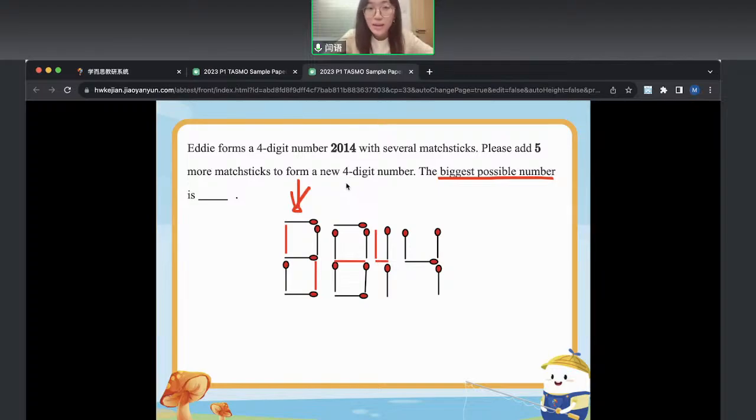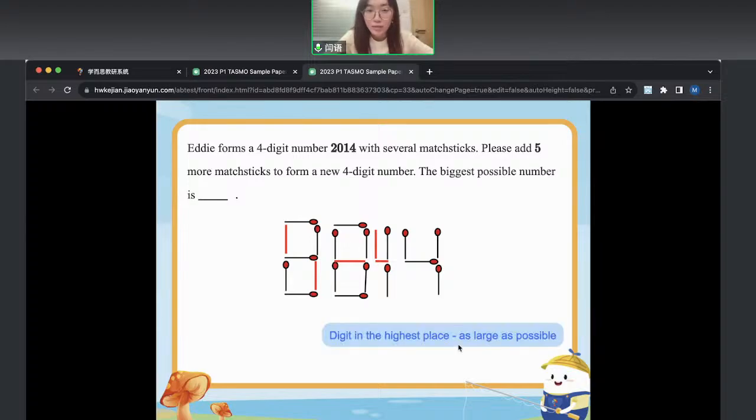And then move on to the hundreds place. Also, try from 9, and then 8, and then 7, 6, 5, 4, 3, 2, 1, right? Okay, and then move on to the tens place, and then move on to the ones place. So actually you see that the answer here should be 8,844. But for this part, I want to mention more about the matchsticks. Okay, so here everyone, look, the digit in the highest place is as big as possible. So the answer is 8,844.